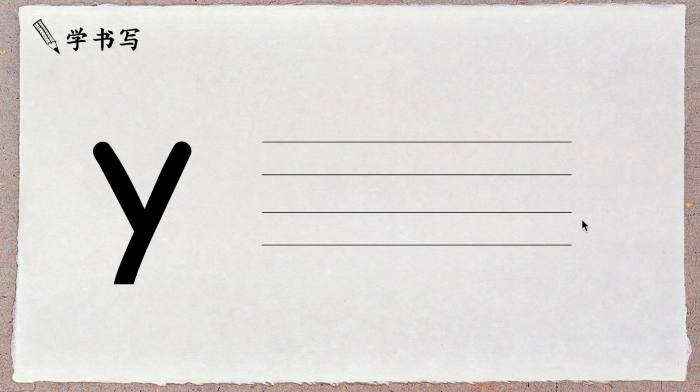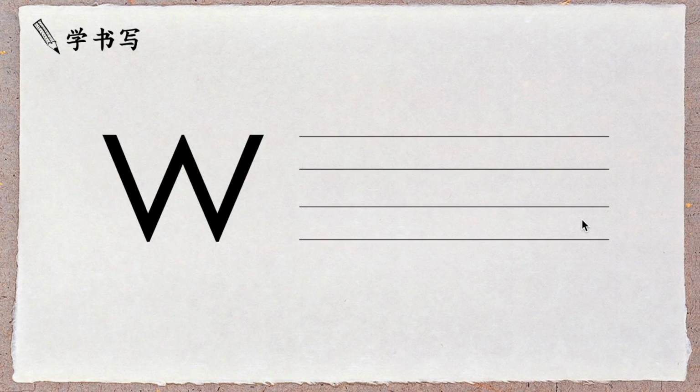Now, let's talk about writing. I should be written across the middle and the lower grids, 2 strokes. U is written in the middle grid, but just 1 stroke.